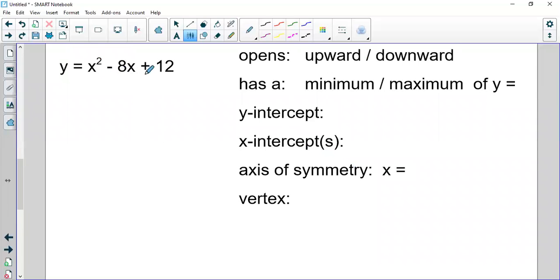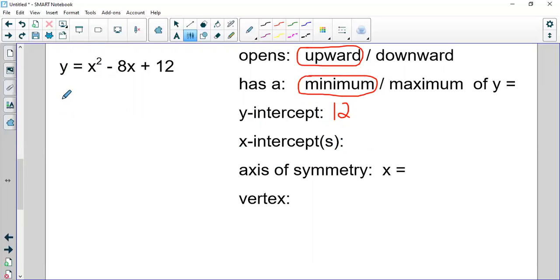Y equals x squared minus 8x plus 12. First of all, the a value is positive 1. So because the a is positive, it's going to be an upward opening parabola. That means my parabola opening upward, the U shape, is going to have a bottom or minimum value. I don't know that minimum value yet. I'll calculate that eventually. My y-intercept is just my c value. C value is positive 12. Y-intercept is 12. X-intercepts, I don't know yet. I'll calculate that when I solve it.